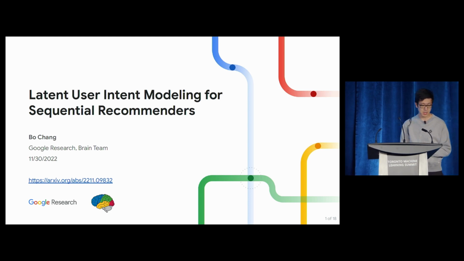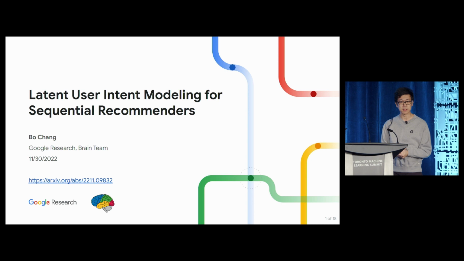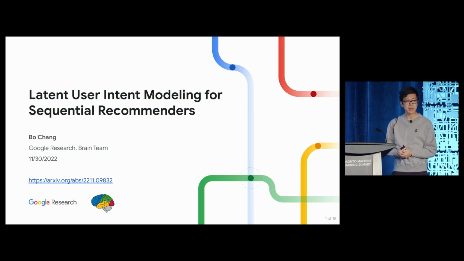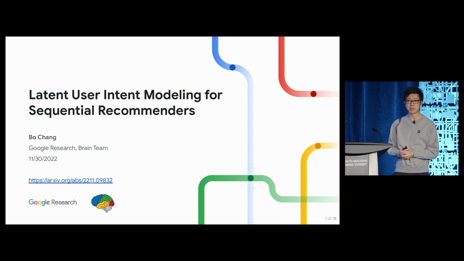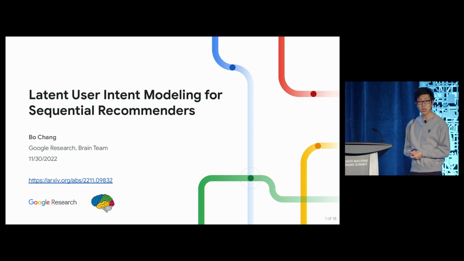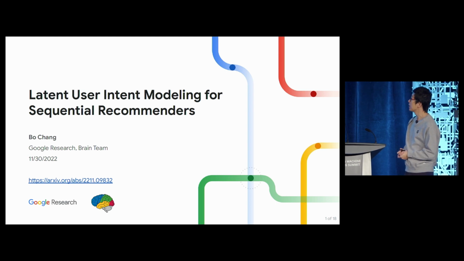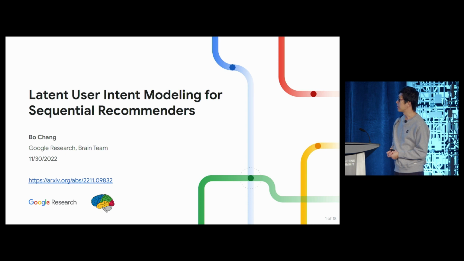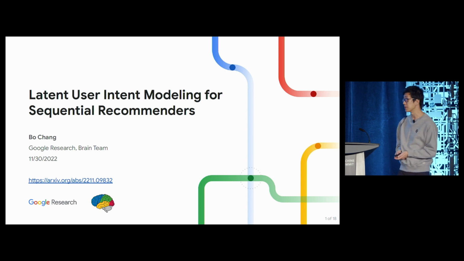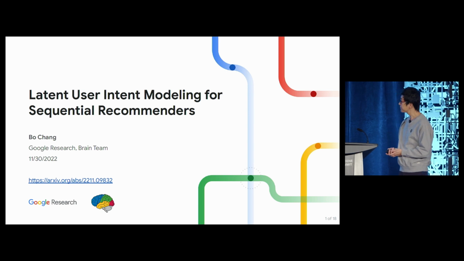Our team focuses on developing new recommender system techniques, and we collaborate with different product teams within Google to improve their recommender systems. Today, I'm very excited to share our recent work on latent user intent modeling for sequential recommender systems. We have a manuscript available on arXiv, so feel free to check it out if you want to know more about the details of the technique.